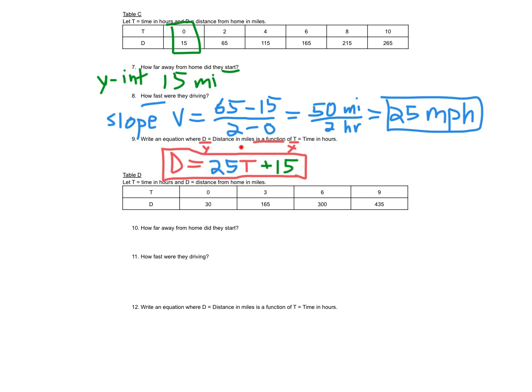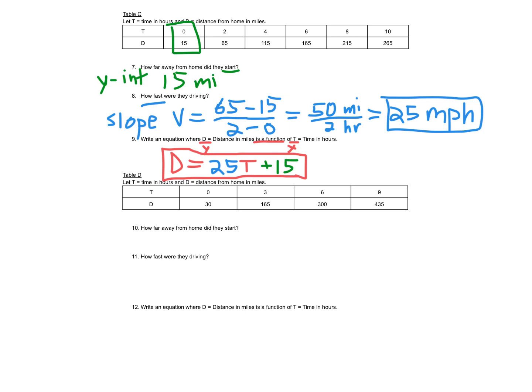Again, I can verify this equation is correct by plugging in any of the x values from the table, 0, 2, 4, 6, 8, or 10, and I should get those distances that correspond to those times and hours. Now try table D. Time 0 is 30 miles, times 3 is 165 miles, 6 hours is 300 miles, and 9 hours is 435 miles. See if we can answer how far away did they start, how fast were they driving, and write our equation. Take a moment, try that.